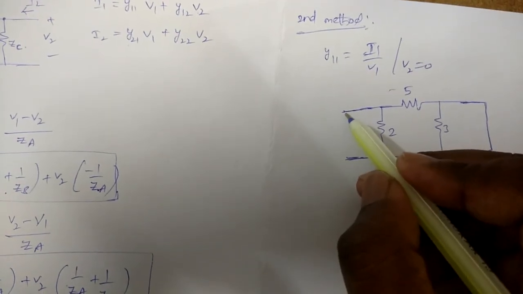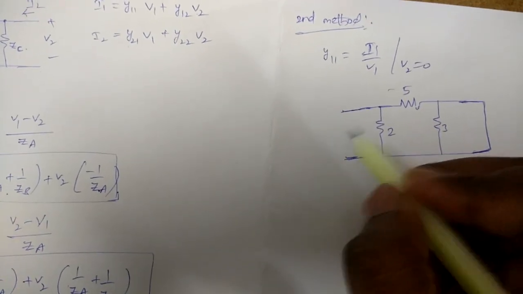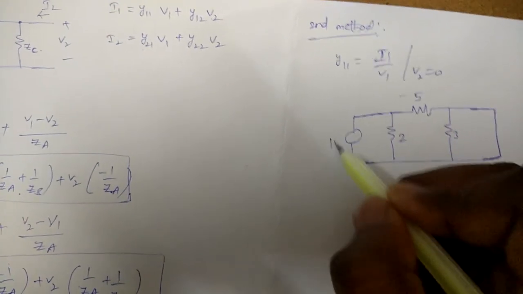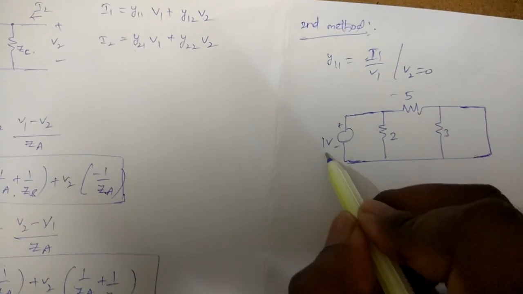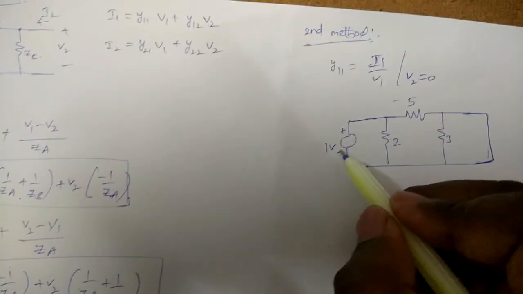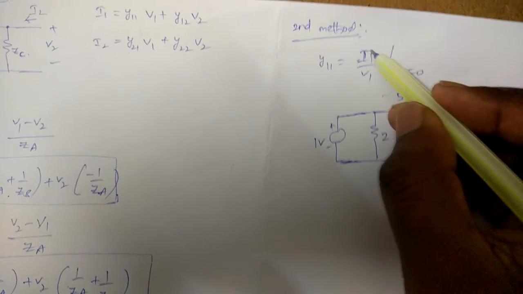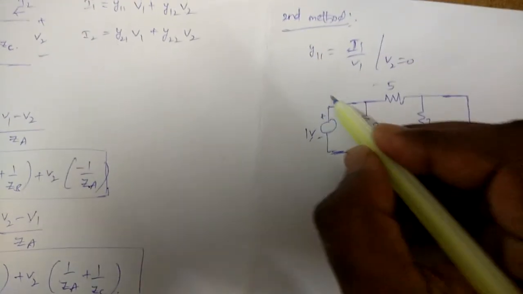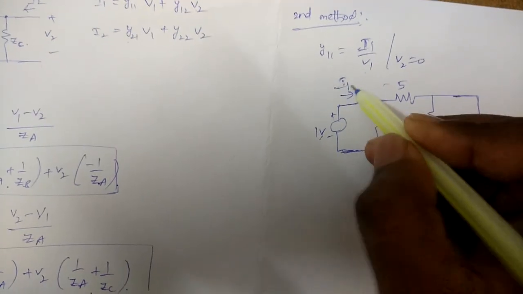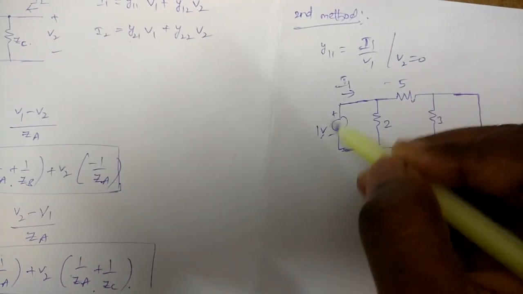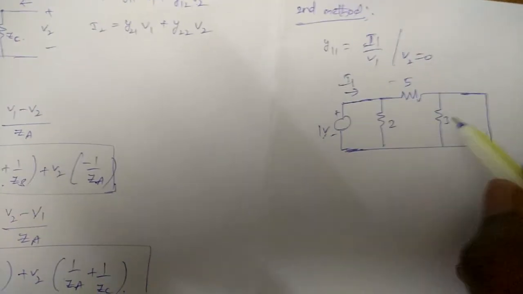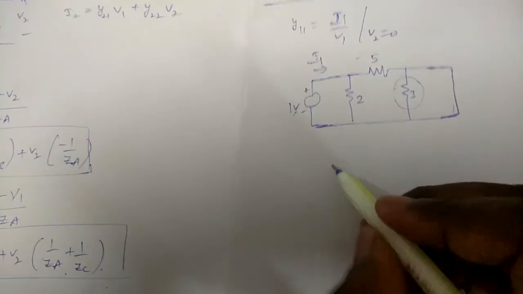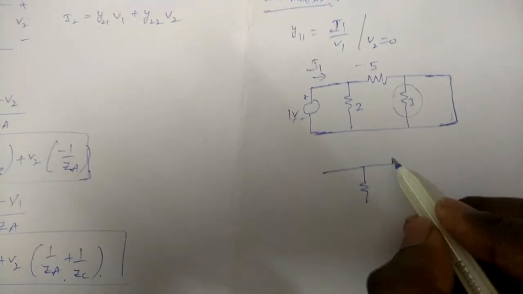In the last video we already did the problem using the notations. Today I will assume 1 volt, so V1 is equal to 1 volt and V2 is equal to 0. We have to find I1 by V1. V1 is already assumed to be 1 volt, so you have to find I1, then divide I1 by V1. Here this is short circuited, so this resistor will be eliminated, and the circuit is simply like this.